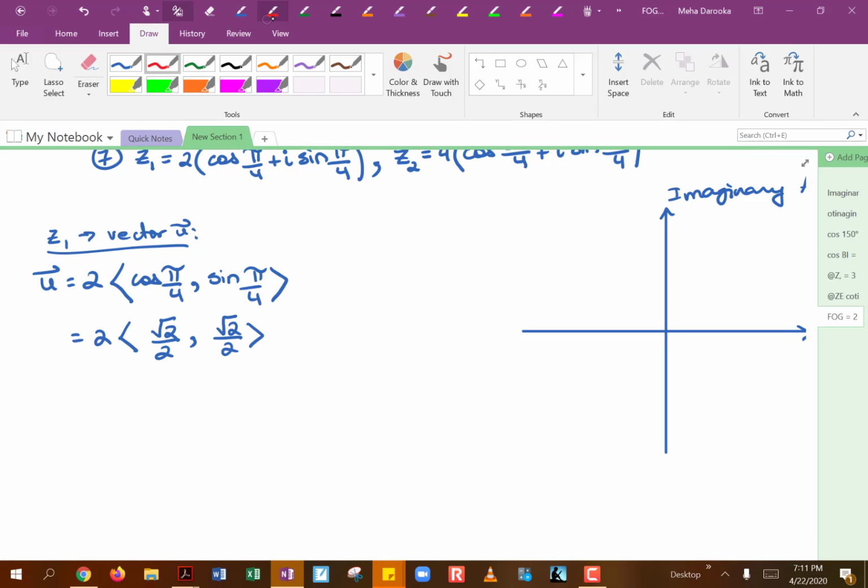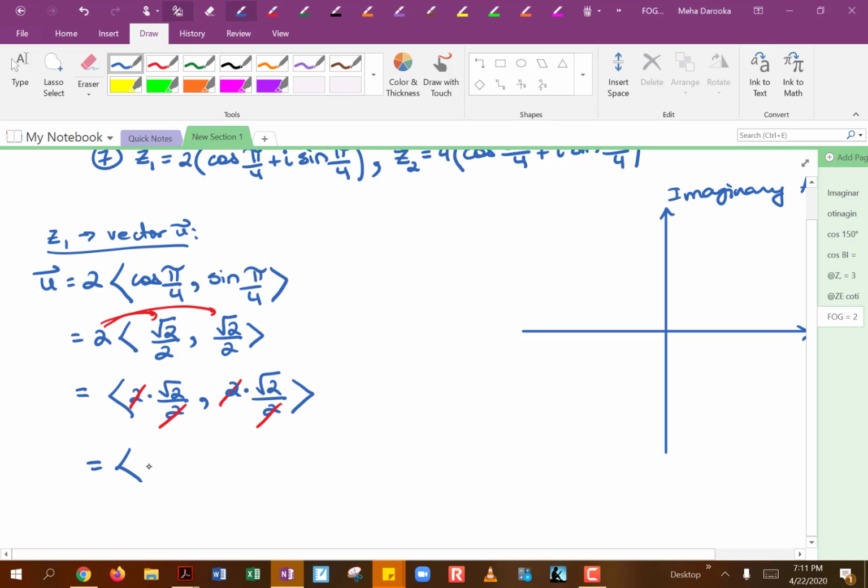And then of course we need to distribute this 2 inside these brackets, so that will be 2 times square root of 2 over 2, comma, 2 times square root of 2 over 2. This 2 on the top cancels out with the 2 on the bottom, and we are left behind with square root of 2, comma, square root of 2. So square root of 2 is approximately 1.4 something, right?